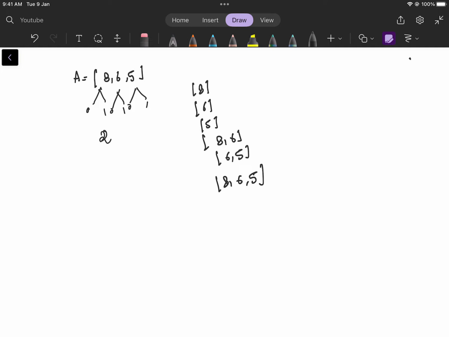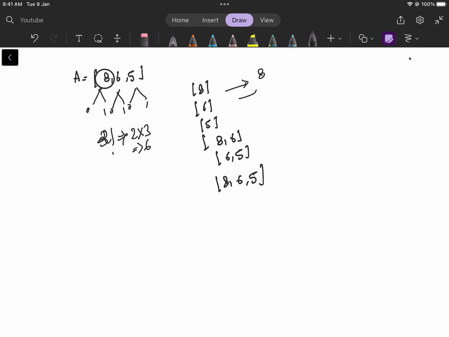I think it is 3 factorial. 2 into 3, that's 6. Why is it 3 factorial? Okay, I'll explain sometime later.